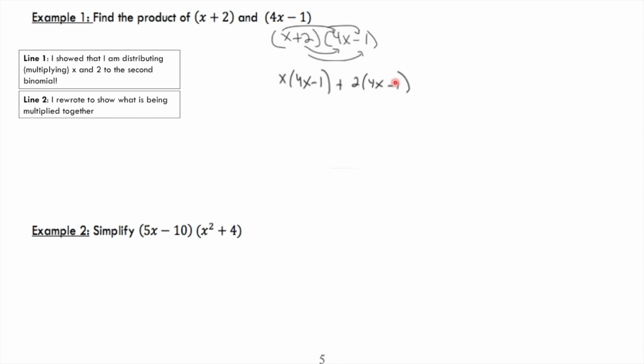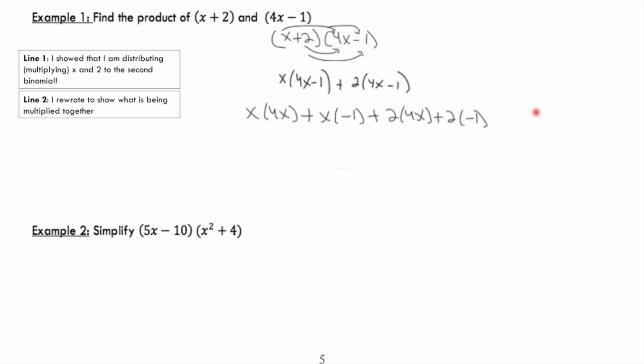The second thing I'm going to do is rewrite to show what's being multiplied together. Essentially now I'm just going to distribute, except I'm not multiplying yet. I'm doing x times 4x plus x times negative 1. That's really important here. I had to catch myself. Make sure we're looking at our positive and negative signs for these. Plus 2 times 4x plus 2 times negative 1.